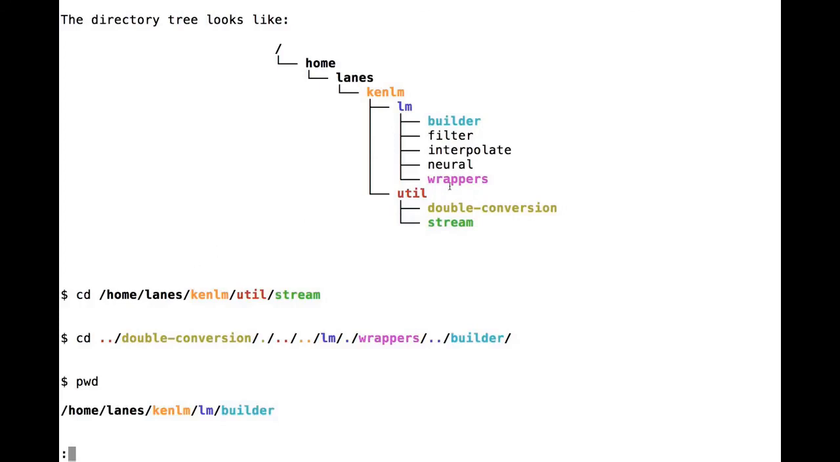And finally, builder is a subdirectory of LM. And so, ../double conversion/../../lm/./wrappers/../builder refers to home, lanes, kenlm, lm, builder.